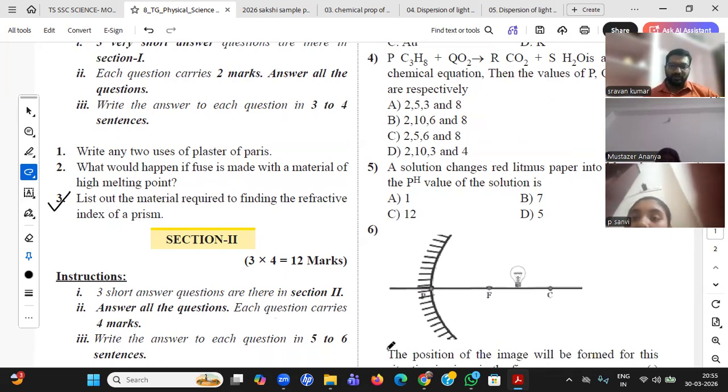So let me open. You just try to give the two important materials required for this experiment, the refractive index of a prism. By that time, I'll share what I discussed in CBSE.